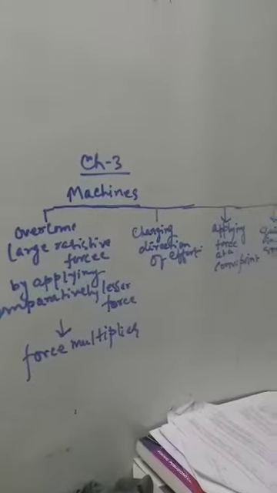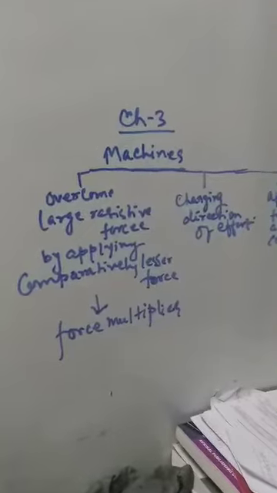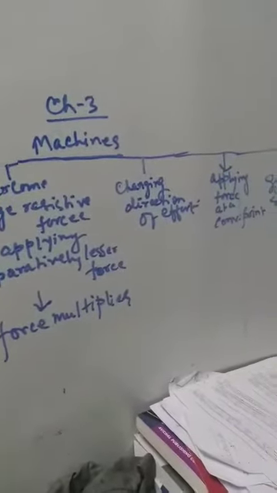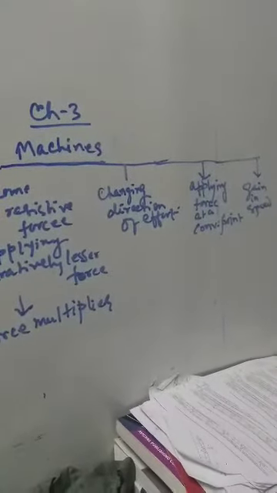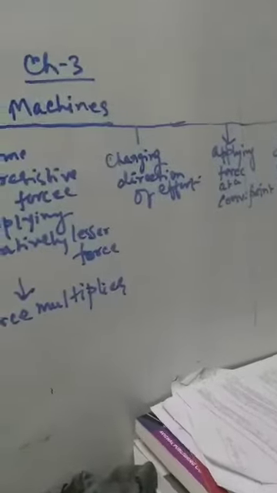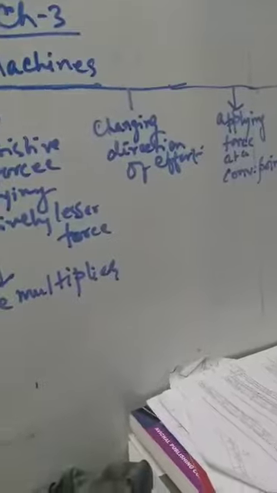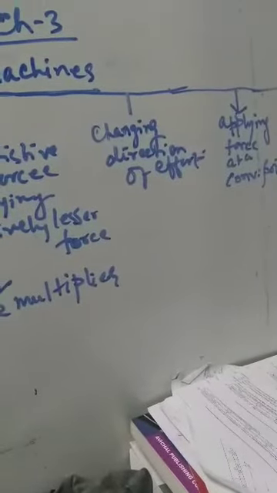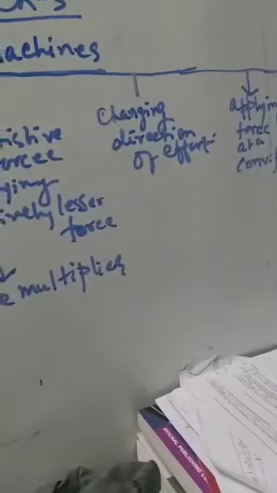So a machine does the work easily by overcoming a large resistive force by applying comparatively lesser force, or by applying the force at a convenient point, or by changing the direction of force, or gain in speed. These are the functions of a machine which are included in the definition of a machine. And then there are certain examples, like lifting a heavy load by applying less effort. I gave you the jack used in the car, it is given in your book also, you can read.